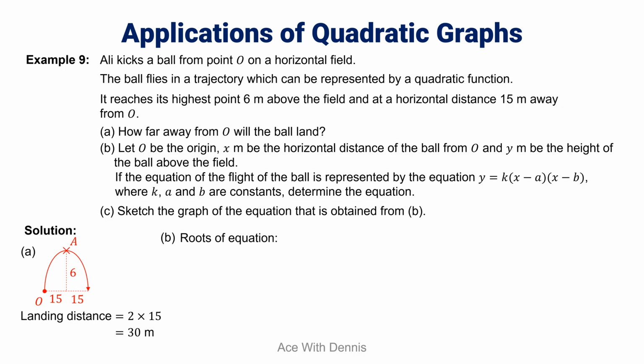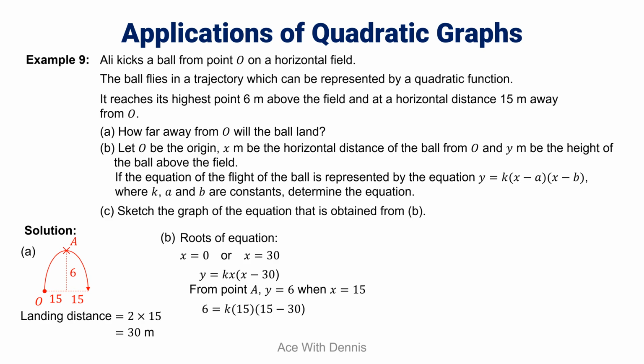B. So the roots of the equation will be x equals 0 or x equals 30, because the landing distance will be 30. Then the equation becomes y equals kx times (x minus 30). From point A, y equals 6 when x equals 15. So substitute the values into the equation. 6 equals k times 15 times (15 minus 30). Solving it, we get k equals 6 over 15 times (15 minus 30), which is negative 2 over 75. Hence, the equation will be y equals negative 2 over 75 x times (x minus 30). So this is the equation.